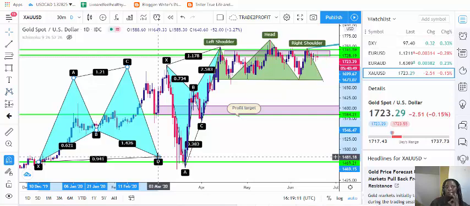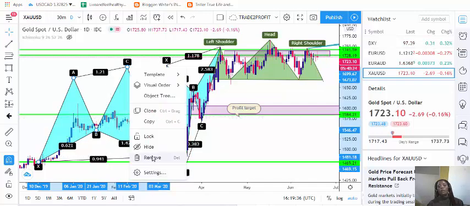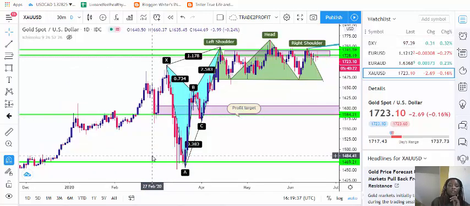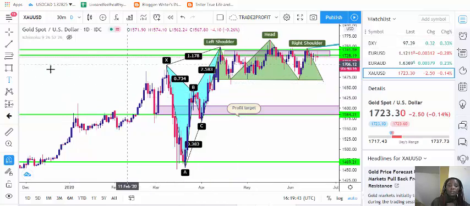The bat pattern has a distinct entry level. The cipher pattern has its distinct entry level. The shark pattern, the butterfly and crab, these patterns all have their entry levels. So you want to know the entry levels of these patterns by knowing their coordinates. But the general formula of trading the harmonic pattern is this. I'm going to type it out so that you could write it down.